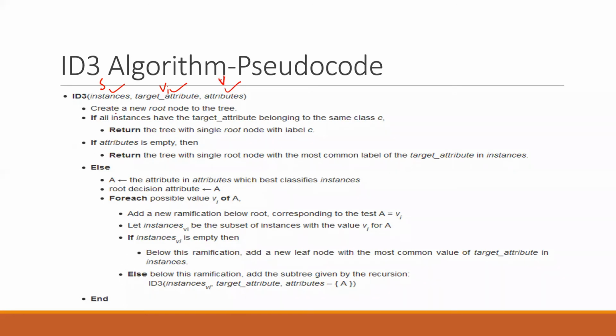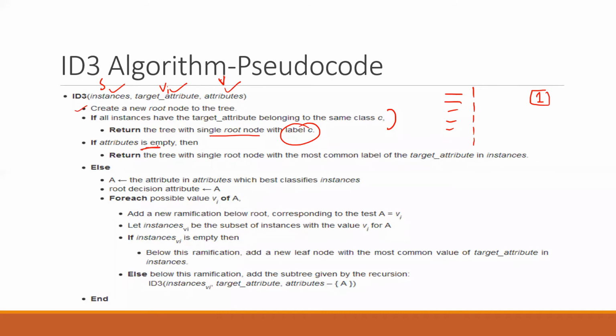So let's see. Create a new root node for the tree. This is the first step. And if all the instances have the target attribute belonging to the same class, then the tree will return a single root node. Obviously, if all the rows have 1 1 1 1 1, so everyone is having one, there is only one class, so you will return the tree with a single root node with the label C. So whatever the tree will be, you will say that it has to belong to one, in case all the attributes have the same class C.